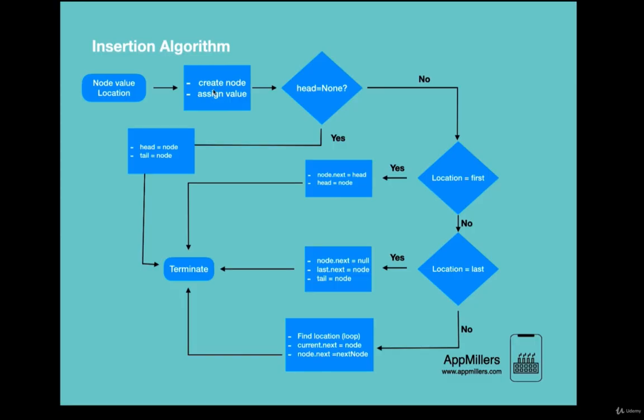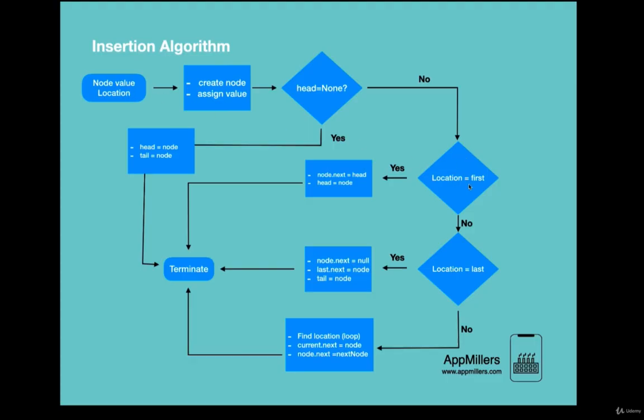So the first step in our method, we are creating a new node and assigning a value to this node, and this value comes from the method's parameter over here. Then we are continuing to the next step. In the next step we are checking if head is equal to null or not. If head is null, this means that we don't have any node in our single linked list, so we are adding our first node to this single linked list by referencing head and tail to this node. But if our head is not null, then we are continuing to the step over here, in which we will check the location parameter. This location parameter comes from here.